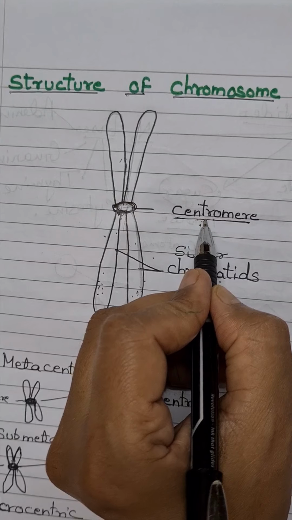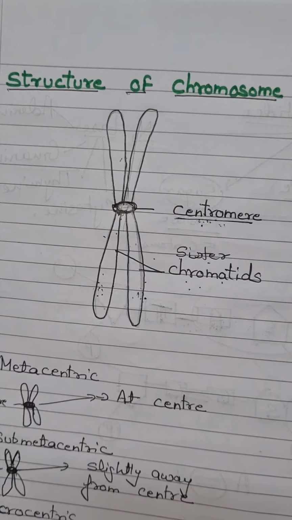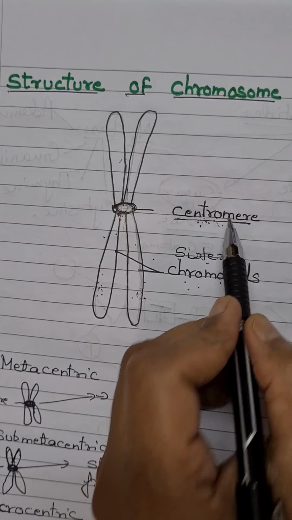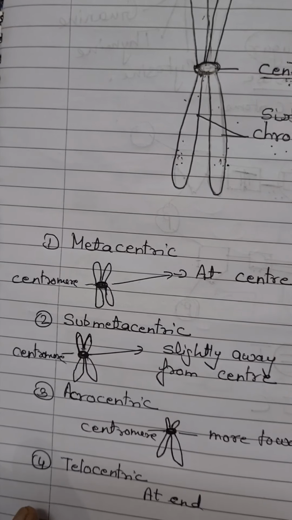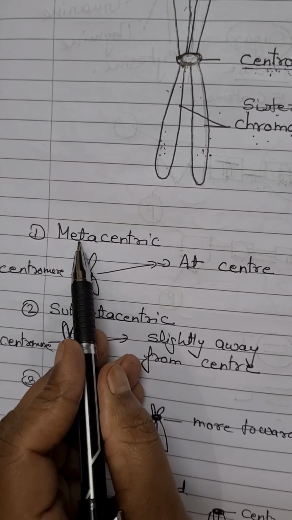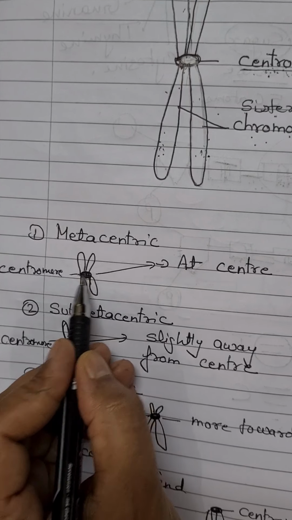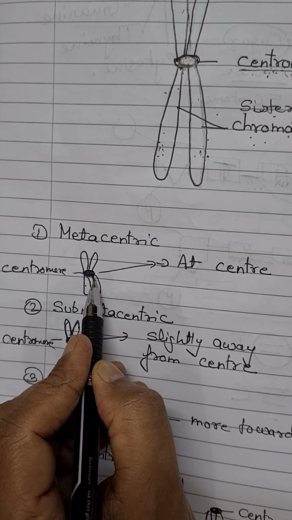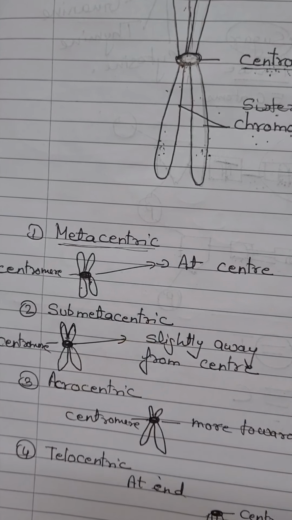Now the location of the centromere in each chromosome is of a particular type. According to the position of the centromere in a chromosome, chromosomes are of 4 types. The first one is metacentric. Meta means at the center. So if the centromere is present just at the center of the two sister chromatids, like in this diagram, that type of chromosome is called a metacentric chromosome.